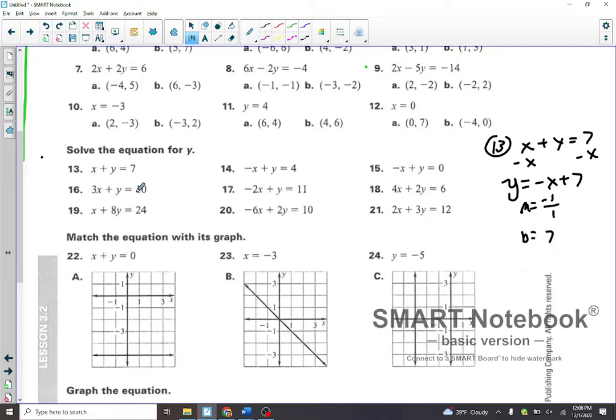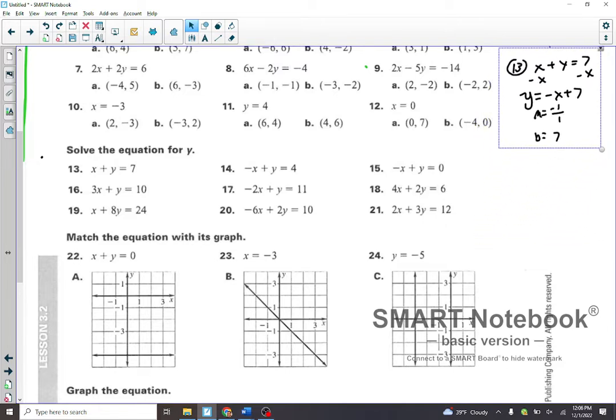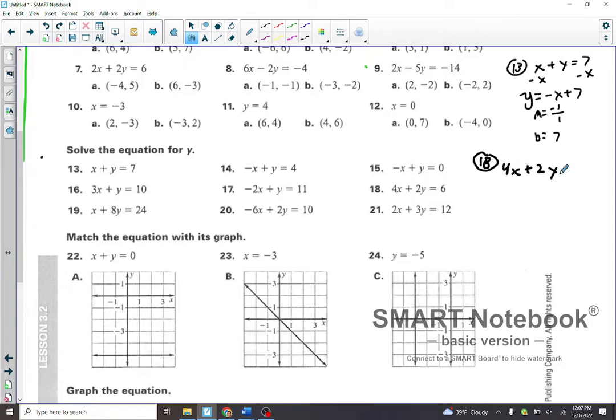I'm going to do another one like number 18, okay? Let me make this small over here. So number 18 looks harder because it actually has a number on y. So for this one, number 18, I have 4x plus 2y equals 6. My goal is to still move the 4x to the other side, so minus 4x on both sides. So 2y equals negative 4x plus 6.